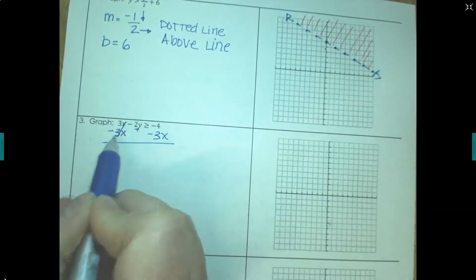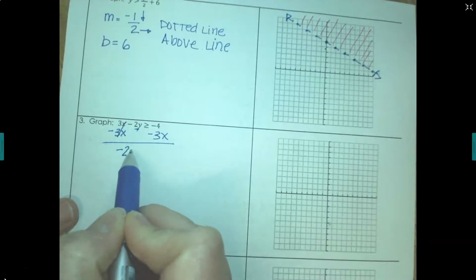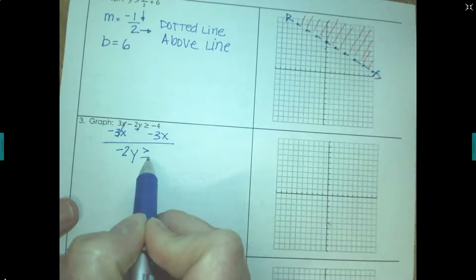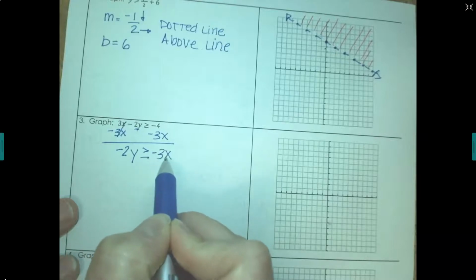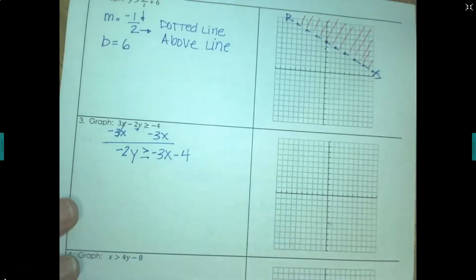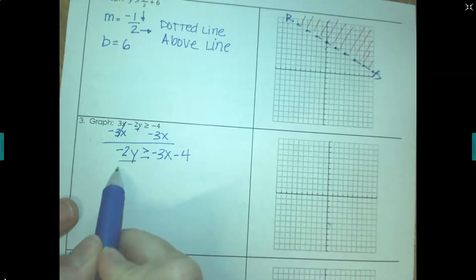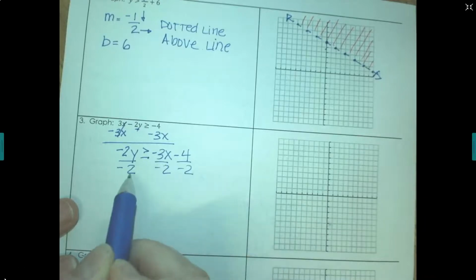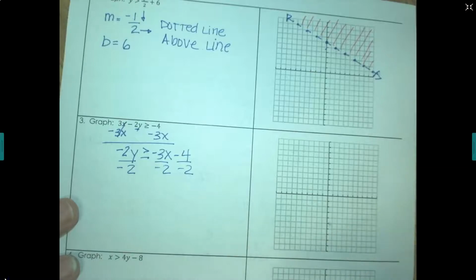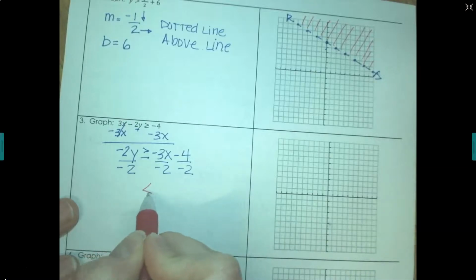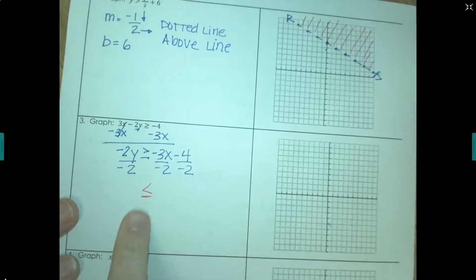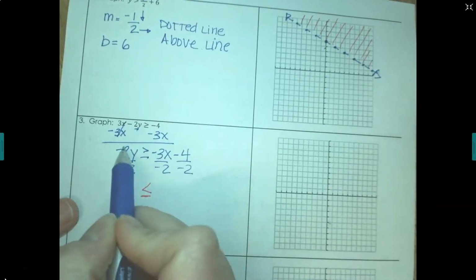3x minus 3x cancels to 0, and that's going to leave me -2y on the left. Then we have a greater than or equal to sign, -3x minus 4. Now we need to get y by itself, so we're going to divide by -2. We just divided by a negative number. Remember, if you multiply or divide by a negative number, it changes the direction of your inequality. So I'm going to change the direction of my inequality and simplify.